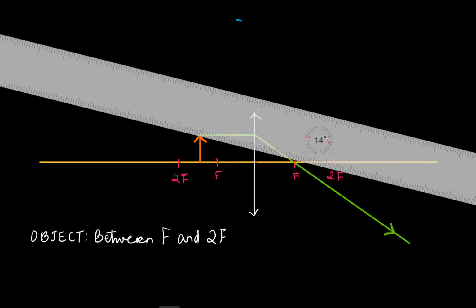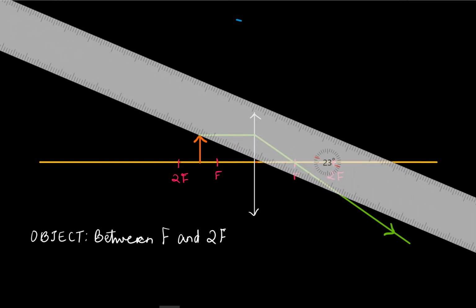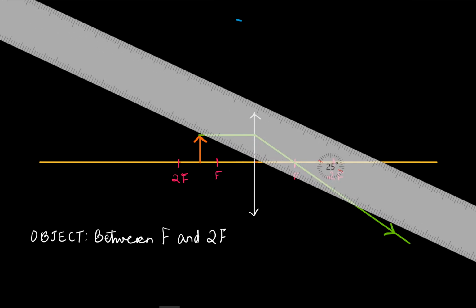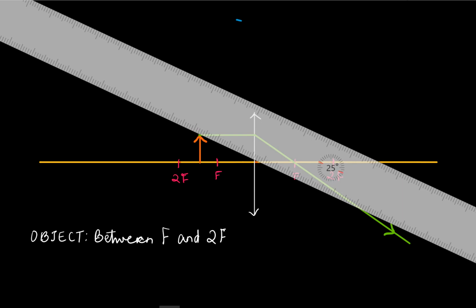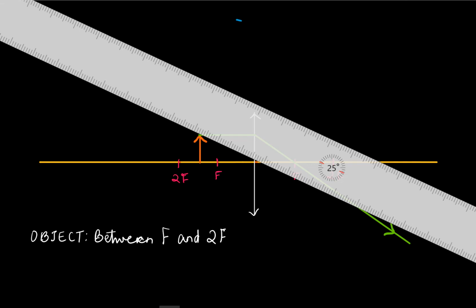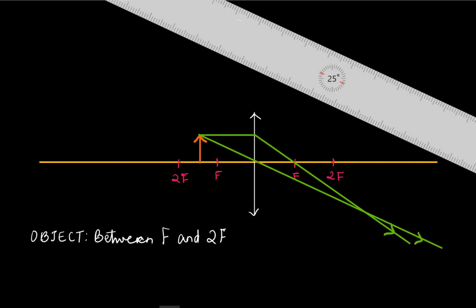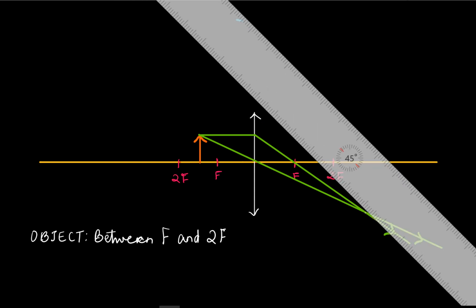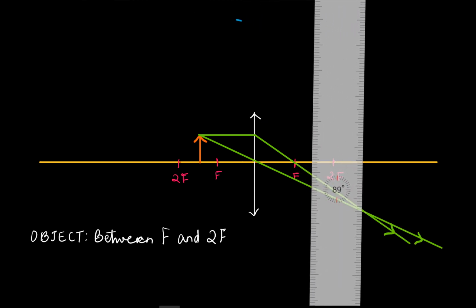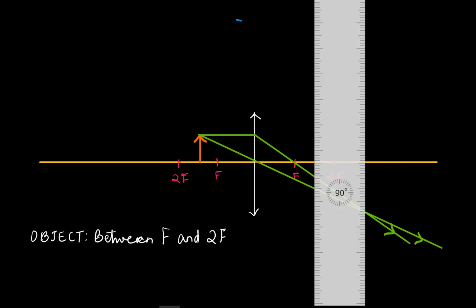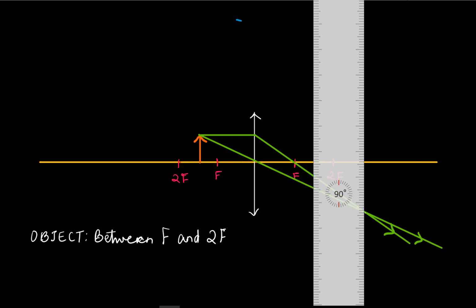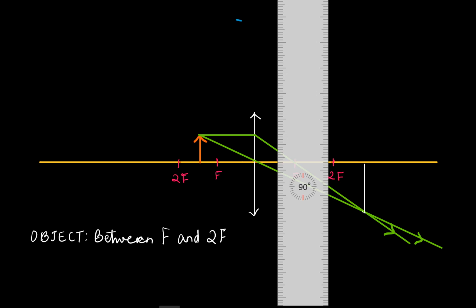Second is the line begins from the top of the object and it goes straight through the center of the lens. So it goes like this. And where these two lines intersect is the point up to where from the principal axis I'm going to mark my image. So here I mark my image in this way.